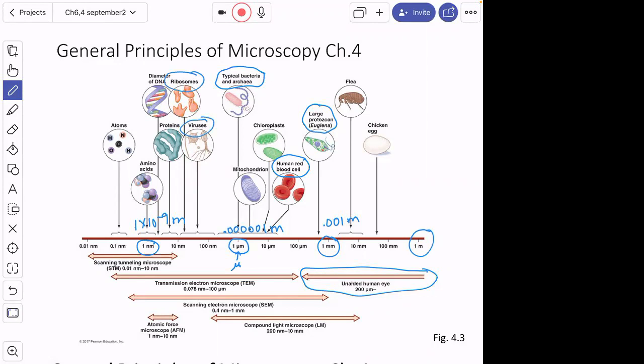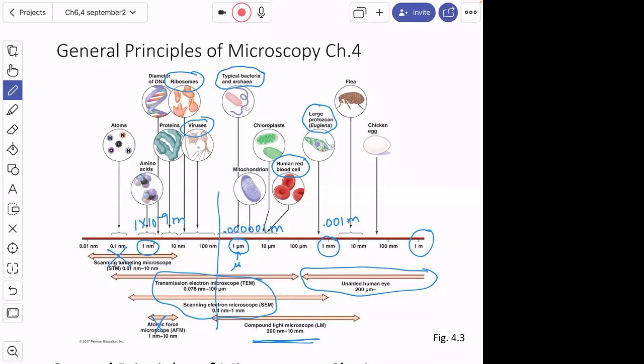To be seeing that small, you really need an electron microscope. We're not really going to talk about scanning, tunneling, or atomic force microscopes. Those are a little newer and aren't used as much. We're going to focus on using light microscopy. We can't see viruses with light microscopy, so keep that in mind. We would need an electron microscope to see something that small.